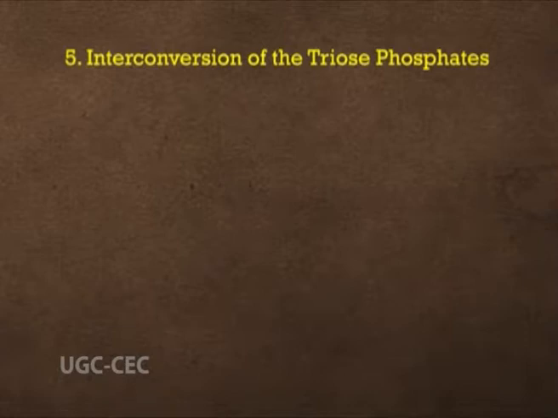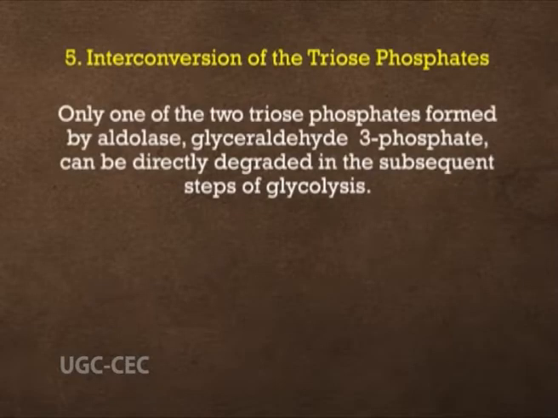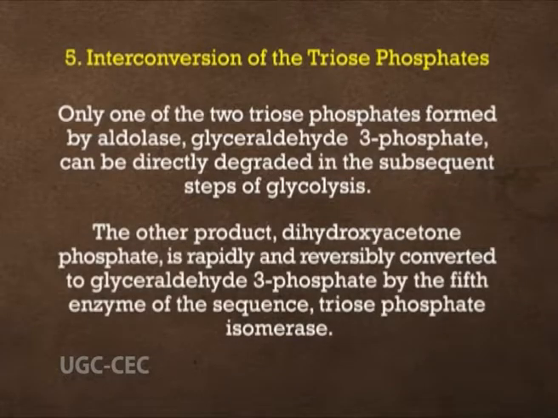Now the next step is interconversion of the triose phosphates. Only one of the two triose phosphates formed by the aldolase, which is glyceraldehyde 3-phosphate, can be directly degraded in the subsequent steps of glycolysis. The other product, which is dihydroxyacetone phosphate, is rapidly and reversibly converted to glyceraldehyde 3-phosphate by the fifth enzyme of the sequence, which is triose phosphate isomerase. This reaction completes the preparatory phase of glycolysis.